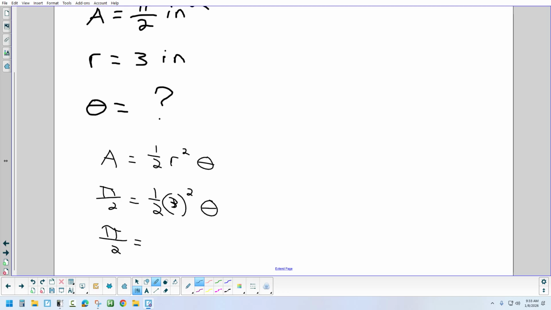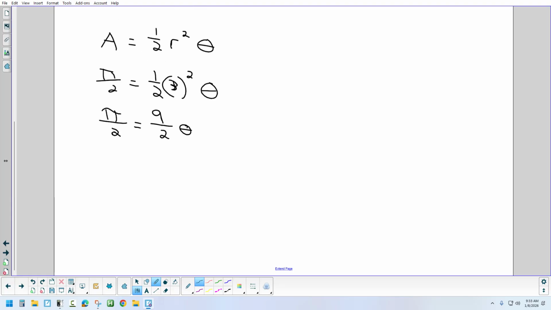What's 3 squared? 9. And then I'm just going to write half of 9 as 9 over 2, rather than 4.5. I'm just going to leave it as 9 over 2. And what would we multiply each side by to get theta by itself? 2 over 9. So the 2's are going to cancel, the 9's are going to cancel, and the 2's cancel there.